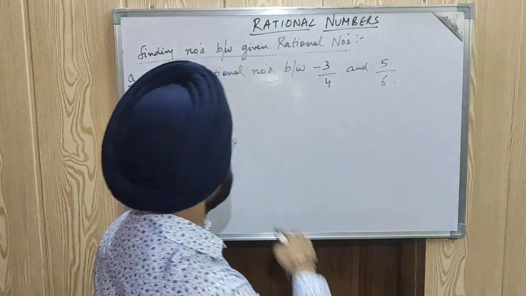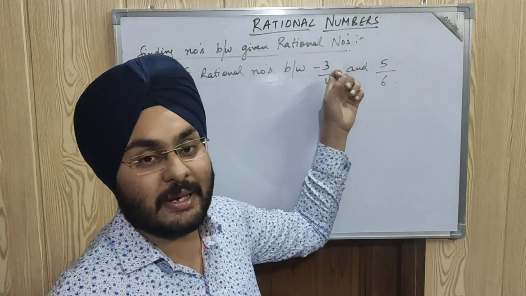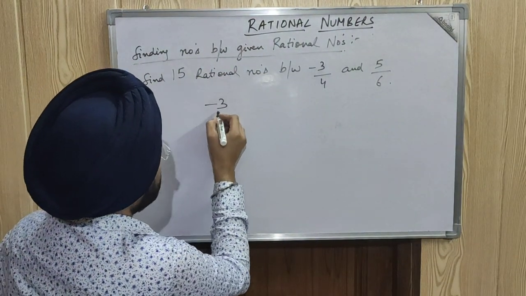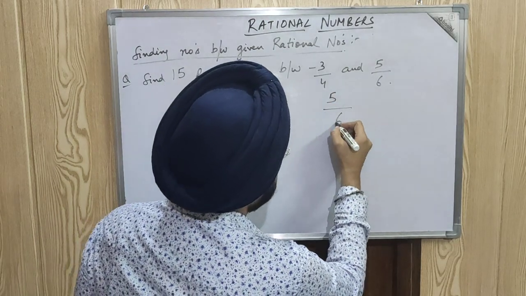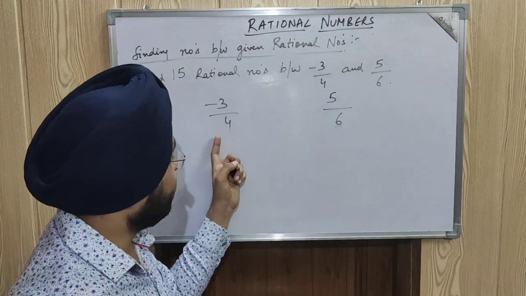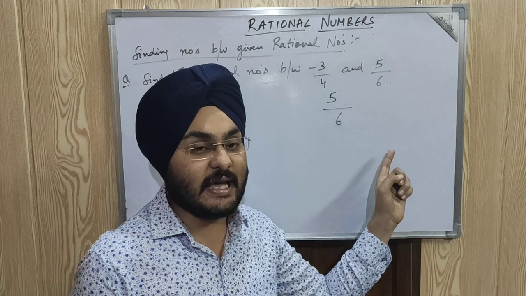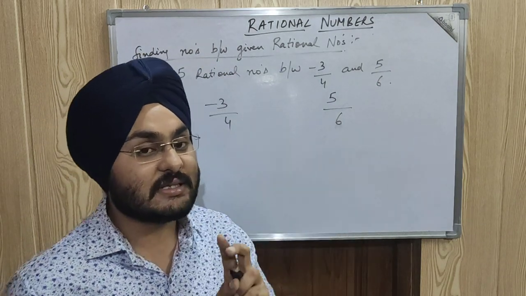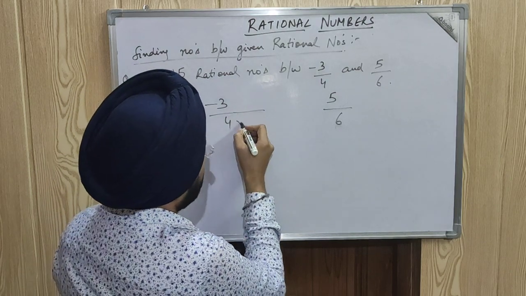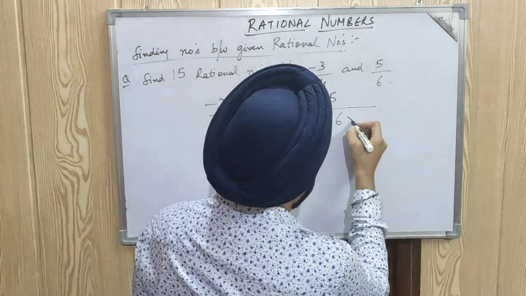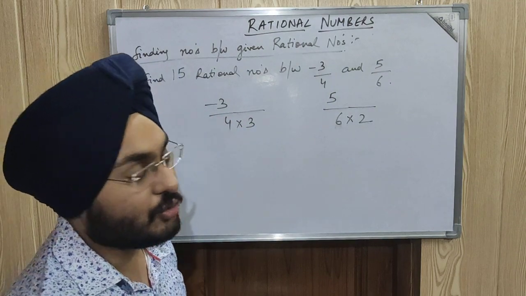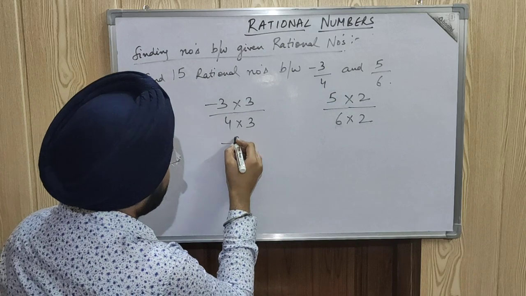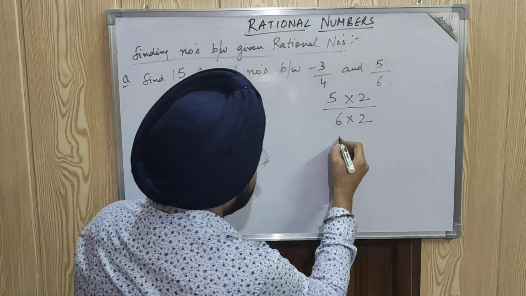So coming to the next. So our next question is find 15 rational numbers between minus 3 by 4 and 5 by 6. So I'm writing here the numbers first, minus 3 by 4 and 5 by 6. So our first step is what? We have to make their denominators same by taking the LCM. So LCM of 4 and 6 will be what? That is 12. So how to make this 4 as 12? By multiplying with 3 and here by multiplying with 2. So now if I multiply here, we have to multiply here as well. So I'll be saying what? Minus 9 by 12 and here what?